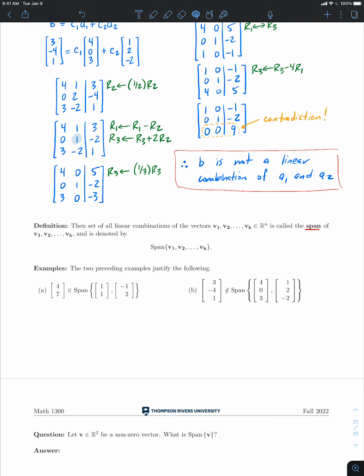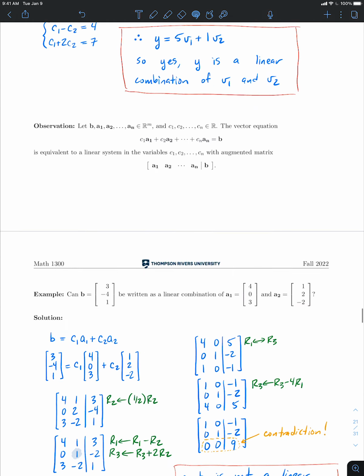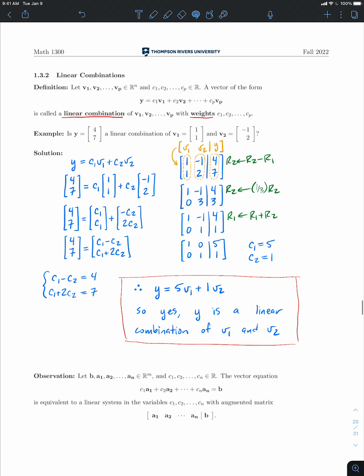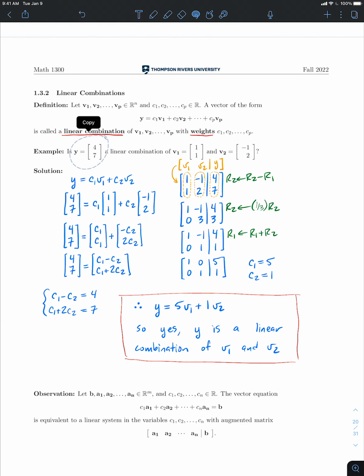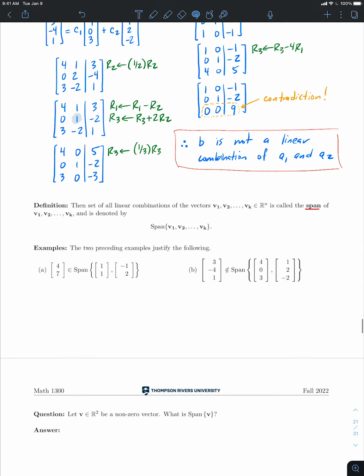So well, how do you know that's true? Well, that's actually what we checked 2 pages ago, or 1 page ago, right? We checked that this vector is a linear combination of these two vectors. So that's where that's coming from. Okay, so that's justified by that example.